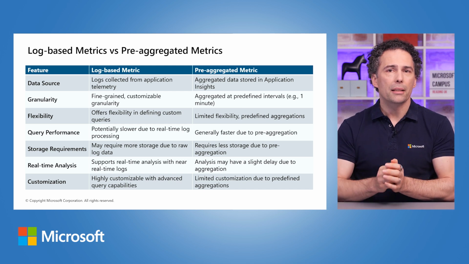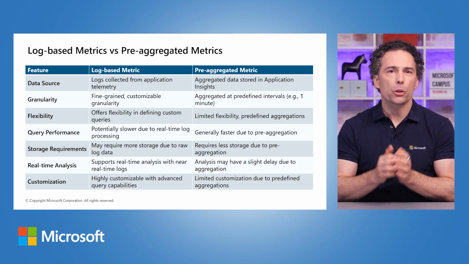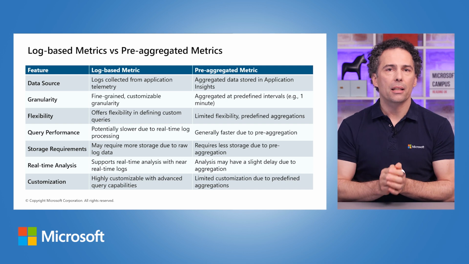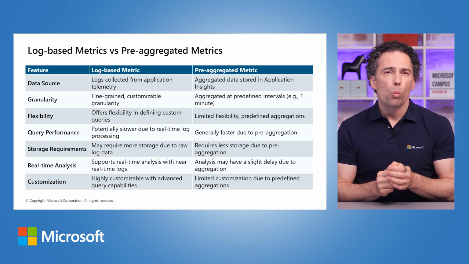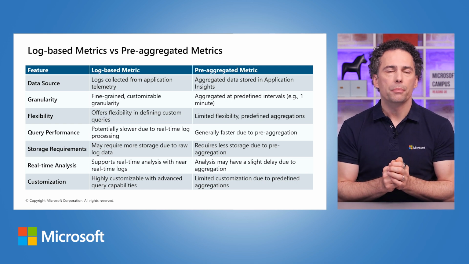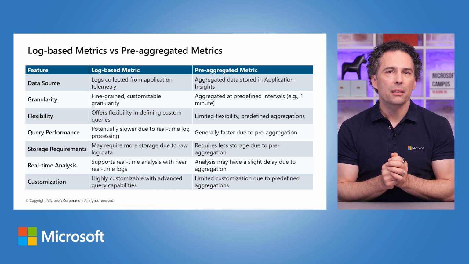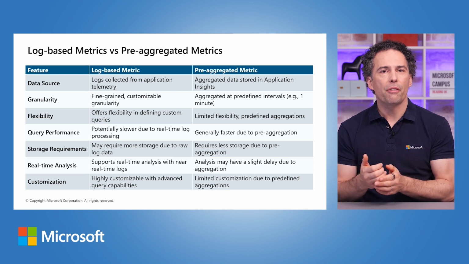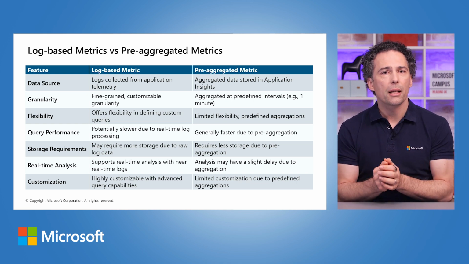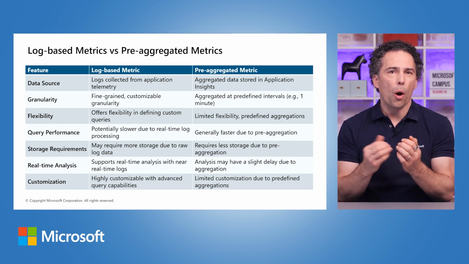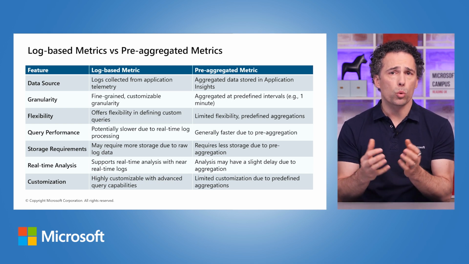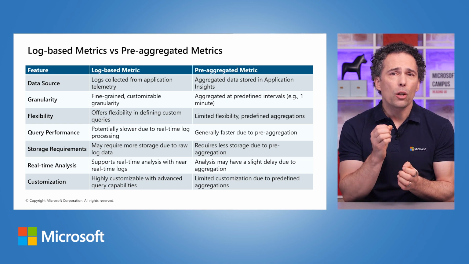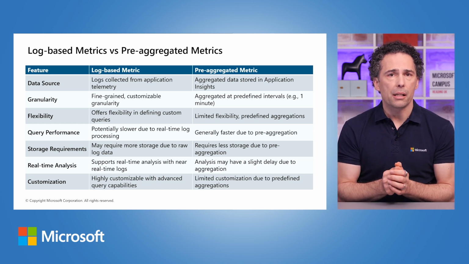Log-based metrics and pre-aggregated metrics are two ways of storing and analyzing telemetry data in Azure Application Insights. What does your team care more about? In-depth analysis, troubleshooting, and identifying trends or anomalies? Do developers, operation teams, and analysts require detailed insights from raw data? Then log-based metrics are what you need.